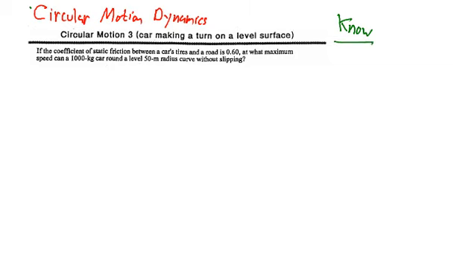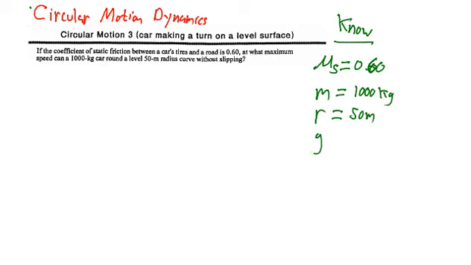So the object of interest is a car, and we're told that the coefficient of static friction between the car and the road surface is 0.6. The mass of the car is given to be 1,000 kilograms. The radius of the curve that the car is going around is 50 meters. And we might as well use our approximate value of g on the Earth, 10 meters per second squared.